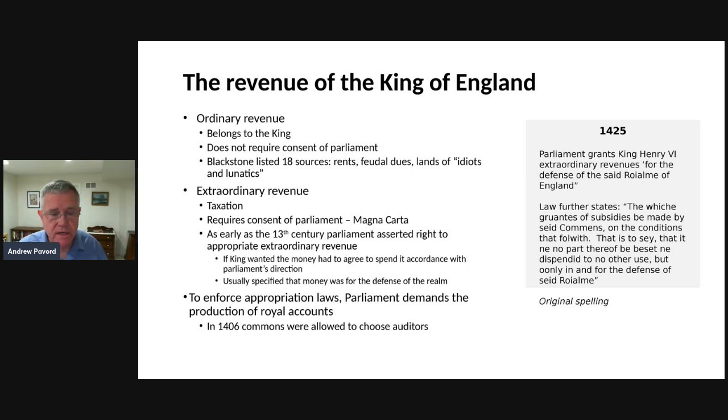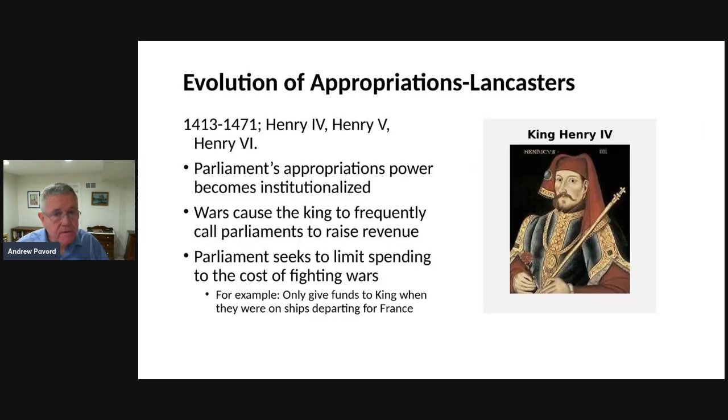By 1406, Parliament established auditors to make sure that the kings were spending their money in accordance with the appropriation. And that began the modern evolution of the modern English system of appropriations laws. Now, it evolved over time. It didn't happen overnight. The evolution progressed under the Lancaster kings, Henry IV, Henry V, Henry VI, roughly from 1413 to 1471. And during this period, Parliament's appropriations power becomes institutionalized.